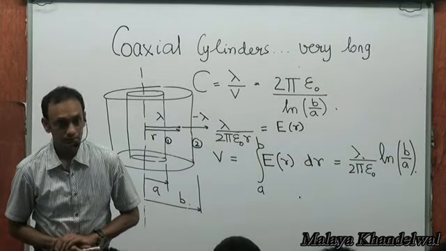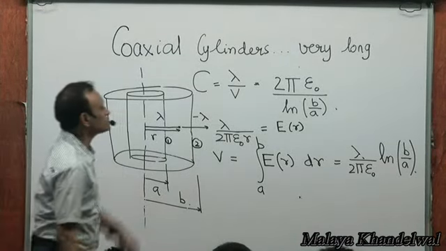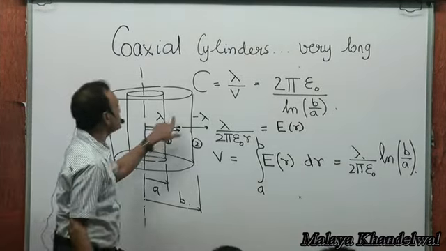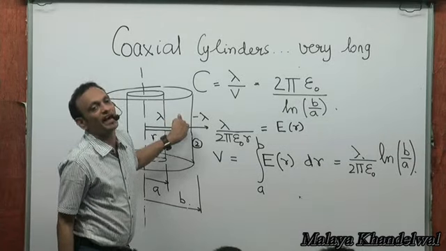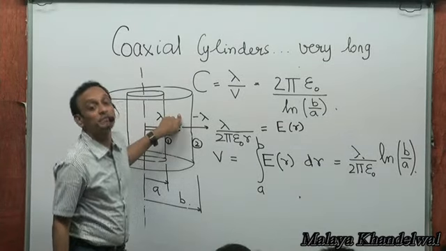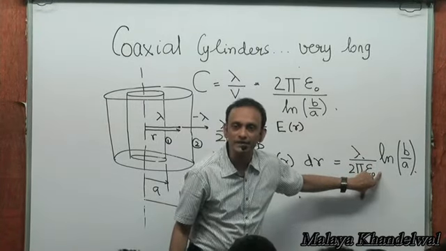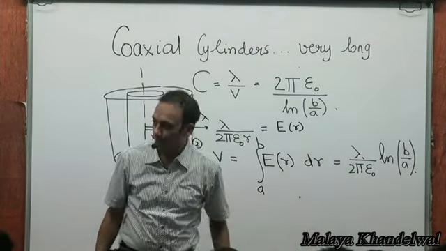Got me? So that's a result you want to keep a tab on. If this region is filled with a dielectric of permittivity ε, then this ε₀ will become ε. This is what would happen. Clear?